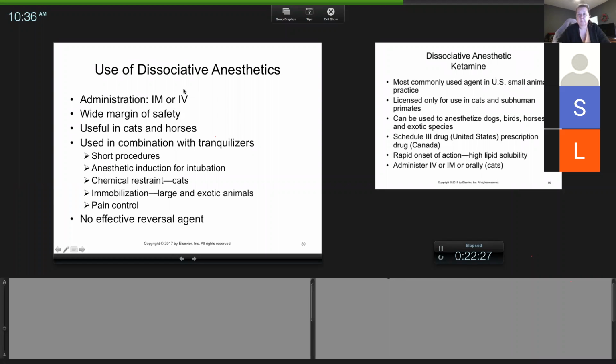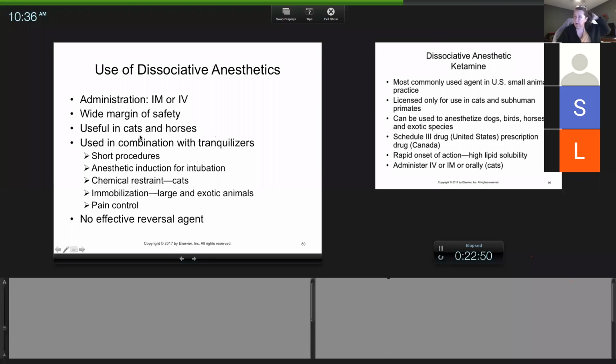So it can be given IV. There are a lot of IM protocols that contain ketamine. You can give ketamine midazolam in the muscle. You can give ketamine ACE. It works well with cats and horses because it causes this immobilization.